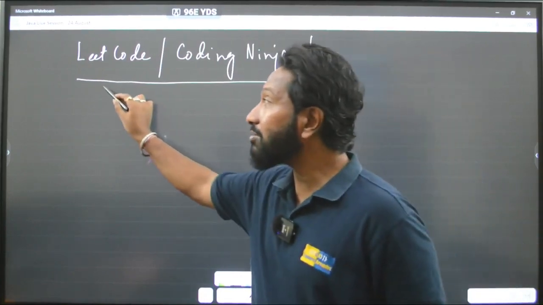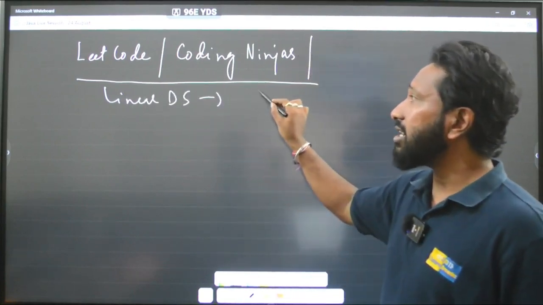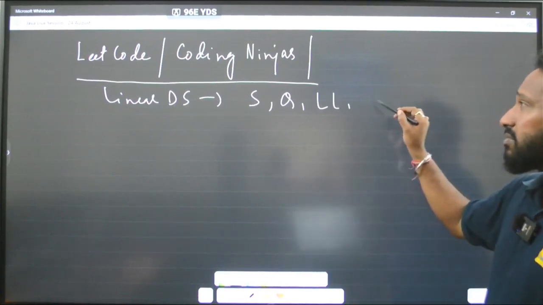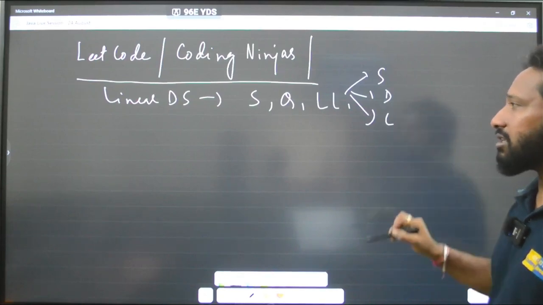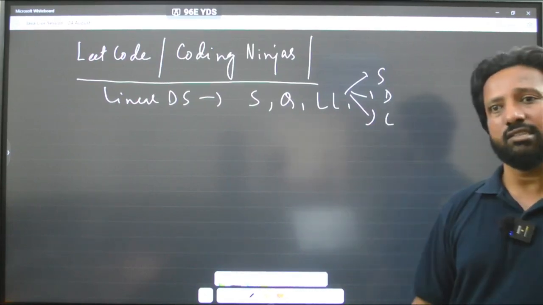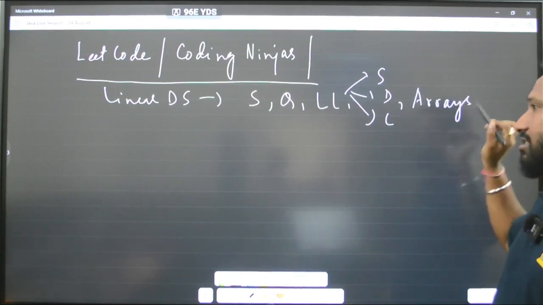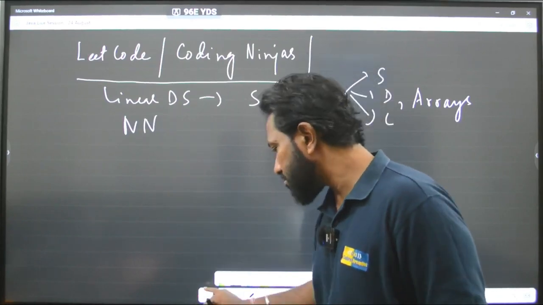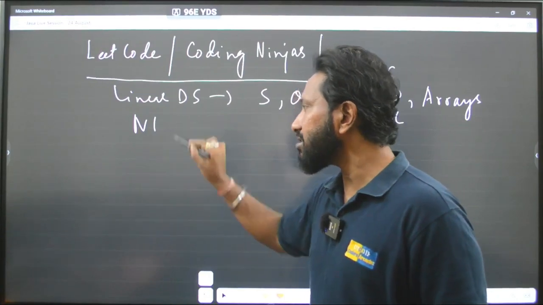After that, you have the linear data structures. What are those? They are stacks, queues, and linked lists. We have three types of linked lists: singly, doubly, and circular. These are all the linear data structures that we have, and obviously we have completed arrays, which are also linear data structures. After that, let's go to the non-linear data structures.